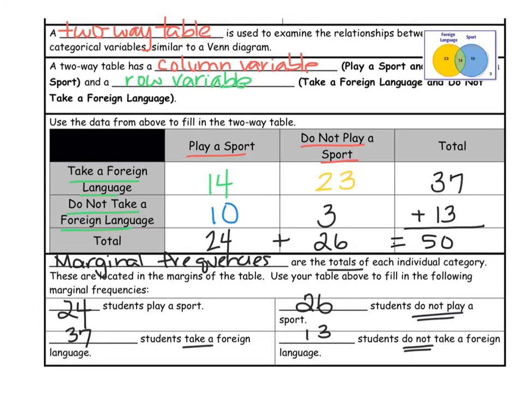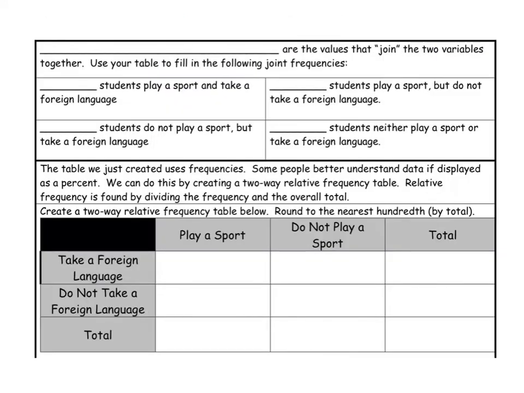So we also have other types of frequencies. These on the margins, the totals, are called marginal frequencies, and these are called joint frequencies, and we're going to take a look at that on the next page. So joint frequencies are the values that join the 2 variables together. So these are called joint frequencies.